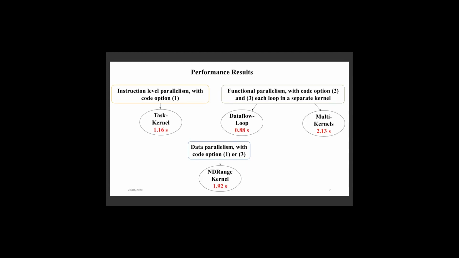This slide shows only the best performance result of our concurrency mapping exploration study. The kernel was coded using code option number 1 to try enhancing the instruction level parallelism within that kernel using the task kernel mapping method. The kernel finished the execution in 1.16 seconds.